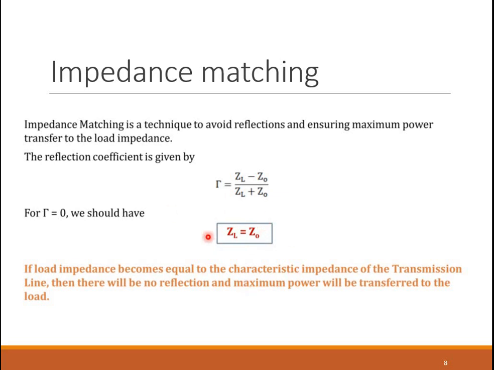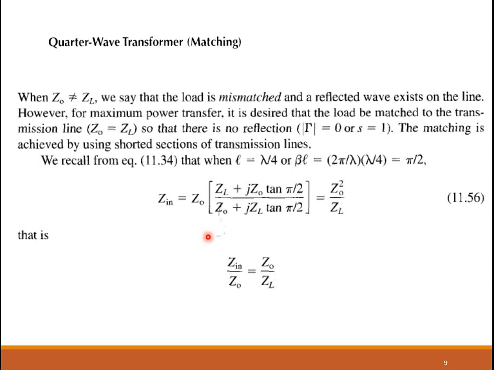So what do you mean by impedance matching? When the load impedance becomes equal to the characteristic impedance of the transmission line, then there will be no reflection and maximum power will be transferred to the load. So matching the characteristic impedance of the line to the load impedance is referred to as impedance matching. And why is it needed? It is needed so that maximum power can be transferred from the source to the load. We are going to discuss two methods of impedance matching in transmission lines. The first method is called the quarter wave transformer matching.